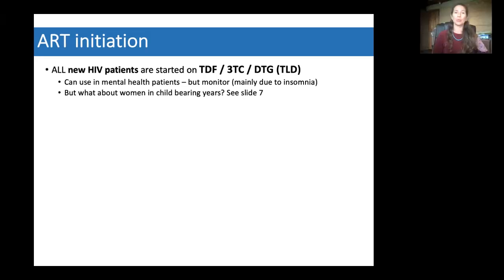And just note there as well that this is, of course, also true for mental health patients. So dolutegravir is much gentler in our mental health patients than efavirenz was. And therefore, you will no longer see nevirapine in the guidelines at all. Dolutegravir can still cause a bit of insomnia. So if you've got patients with anxiety, for example, that's struggling, you are going to monitor, but TLD has become pretty much our across-the-board ARV, and we will talk about women in a minute.